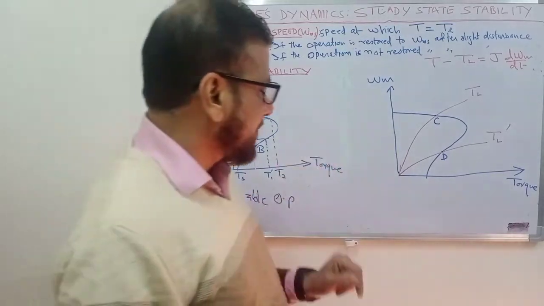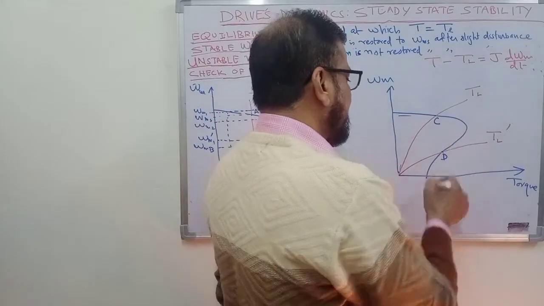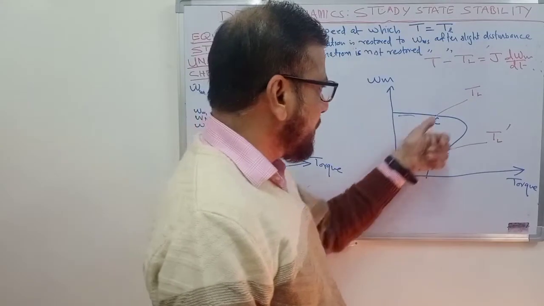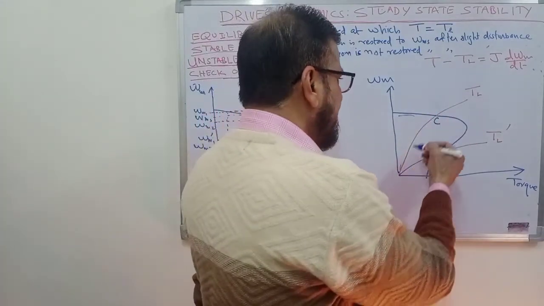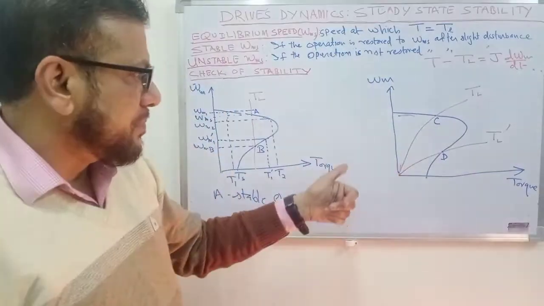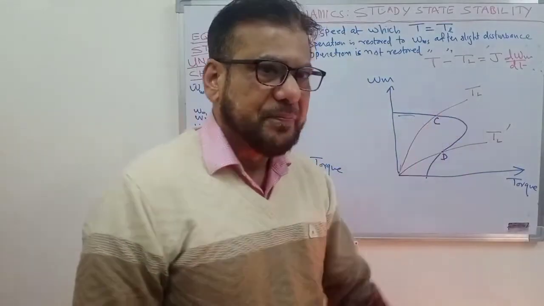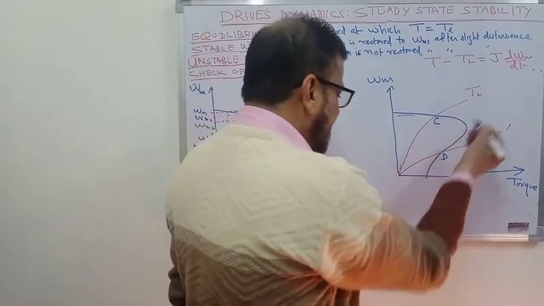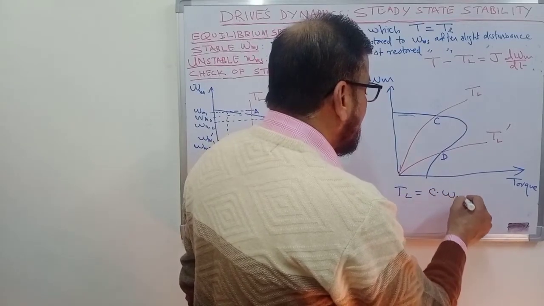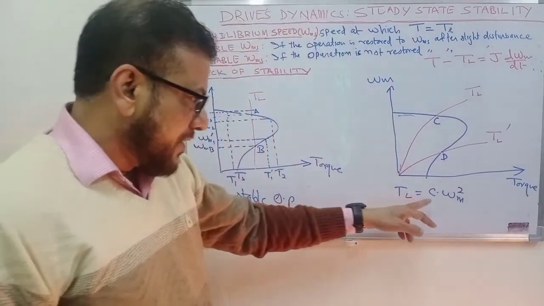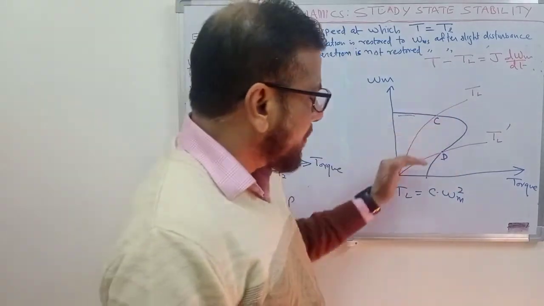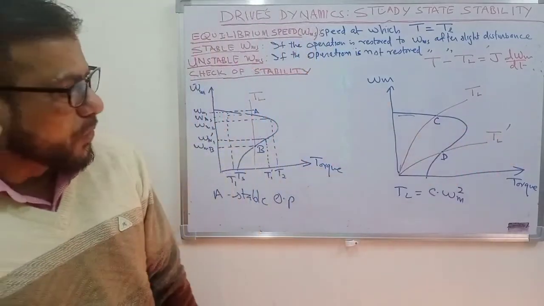Now take the second case. Again we have the characteristic of this induction motor, and again we have two different torques. This is a speed dependent load torque. You may assume that this is a fan type load, where torque is proportional to the square of the speed. So the load torque TL is equal to some C omega m square. In one case we have one value of constant C, in the other case another value of constant C. So you have two different fans connected to the motor.